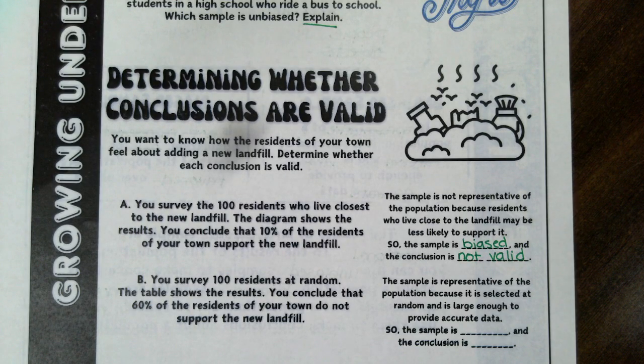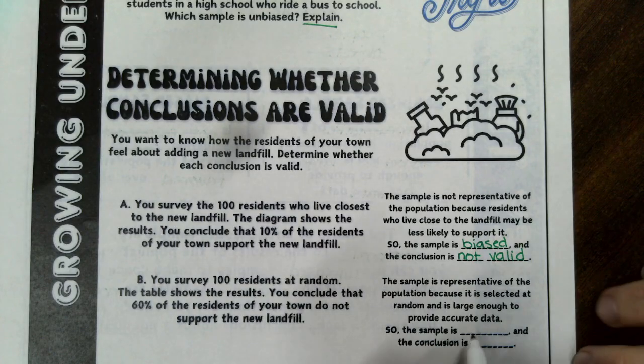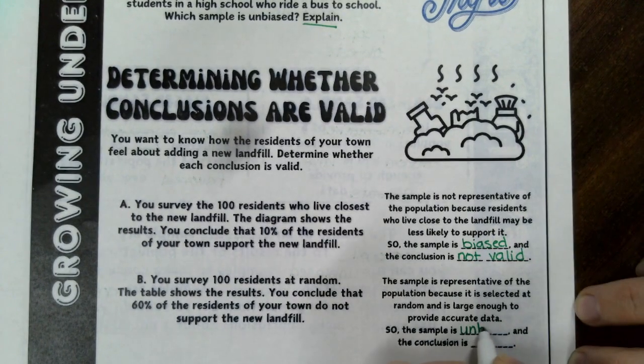We're not going to be able to survey every single person in the town, especially when you have tens of thousands of people that live in a certain town. So getting a sample of those people helps us get a good picture of what everybody is thinking overall. So the sample is unbiased and the conclusion is valid.